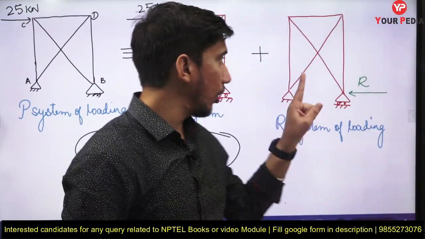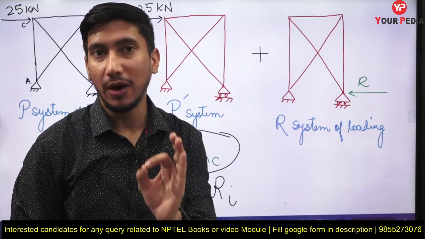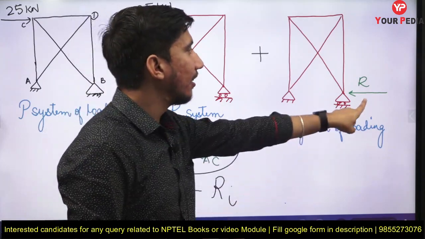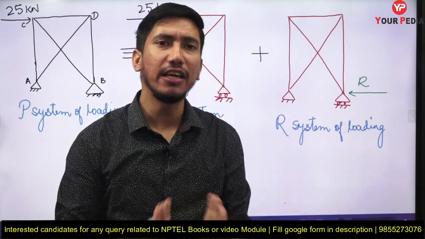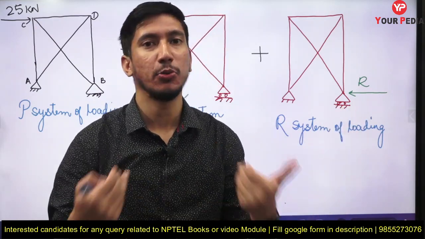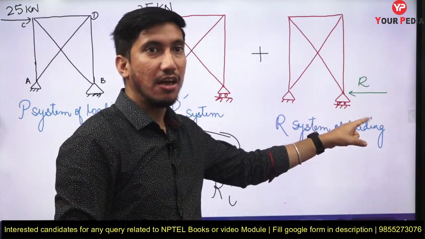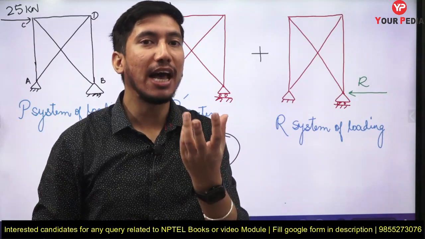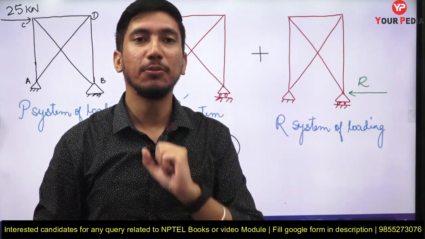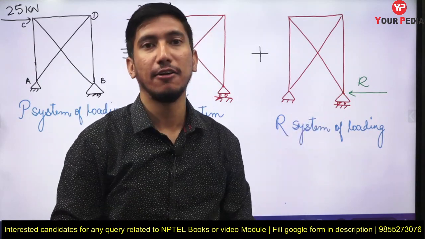But if you closely look, this is not yet solvable. Why? What is the reason? Because the value of R is not fixed. This redundant force can have any value. It can be 10 kilonewton, it can be 20 kilonewton, it can be 100 kilonewton. So unless it is fixed, the support reactions are not fixed, the member forces are not fixed, and if we don't have the direct value, we can't superimpose both the results. So we need to fix this redundant force first.